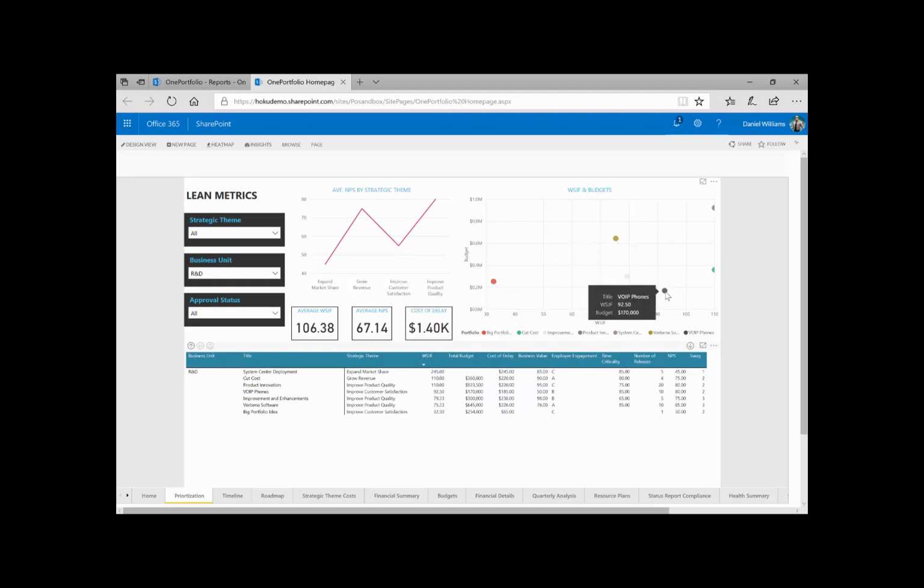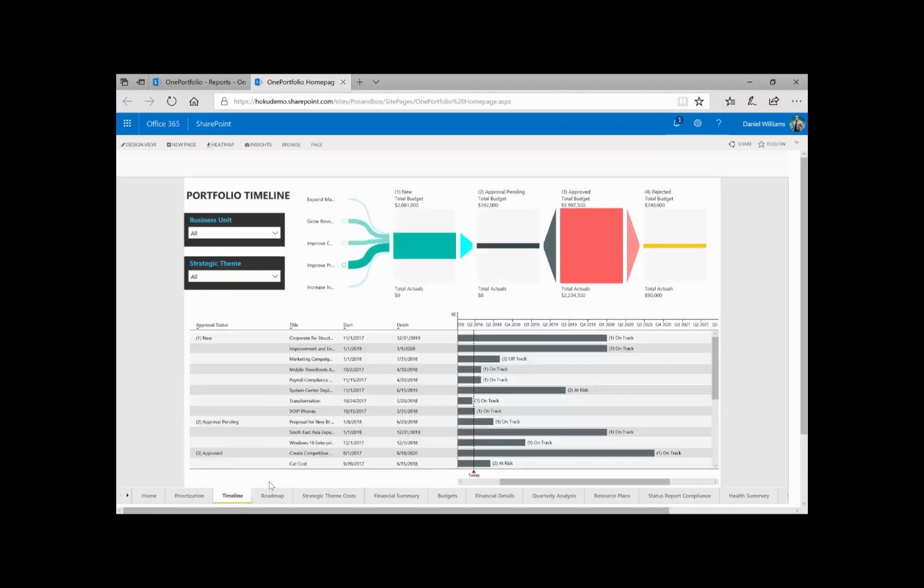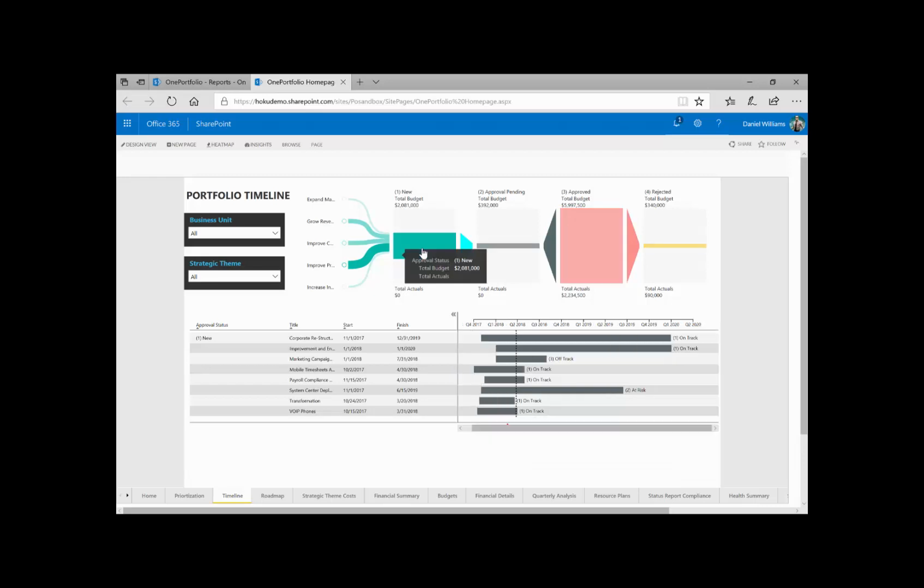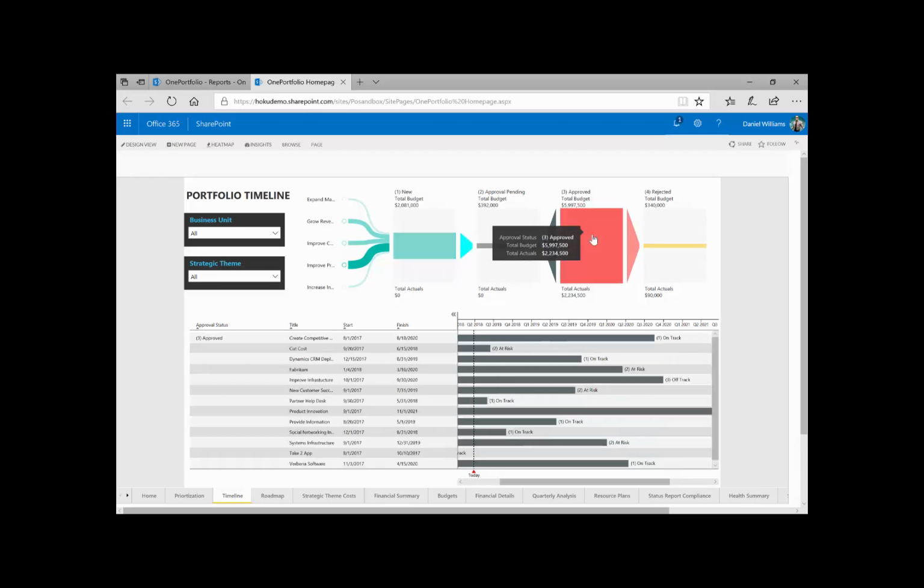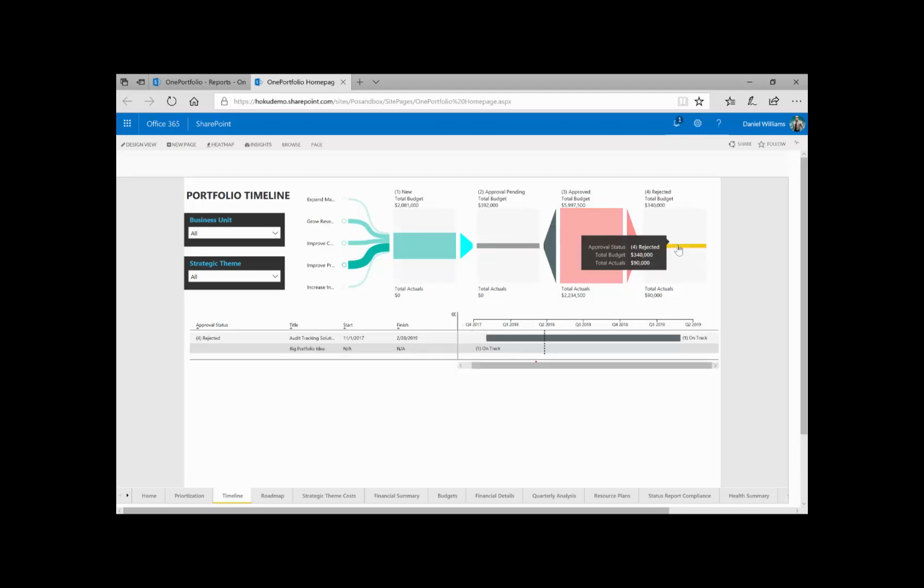Also, we can do things like timelines as we look at the overall roadmap of what it is that we're doing from a timeline perspective and look at the different life cycle stages that we're in. A particular view like this might use an interesting graphic to say what strategic theme are these things coming through? How much of this is newly budgeted that we're looking or considering doing? How much is it approved and actually in flight and that we're actually working on? Or what are the projects that we might have rejected through this process?